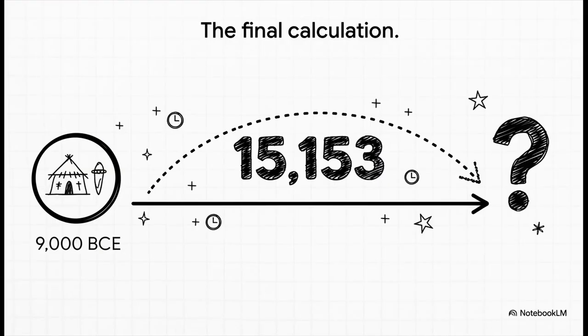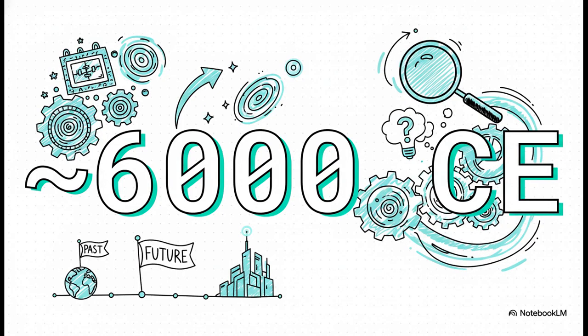So let's do this. Picture our timeline. We're going to plant a flag way back at 9,000 BCE, and then we're going to jump forward in time by that massive 15,153-year span. So, where do we land? Whoa, okay. The year, 6000 CE. So this date, 11,520 AQ, it's not in our distant past at all. It's in our distant future. That completely flips our understanding of what this number means.